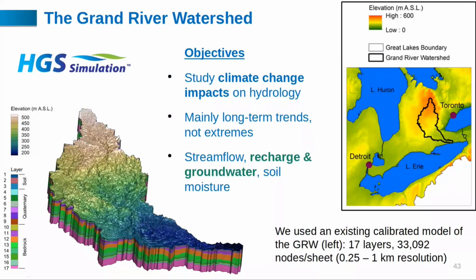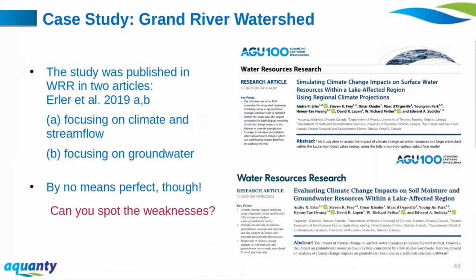We used a model that was already calibrated and existed in-house, the Grand River model, which you see on the lower left-hand side. That's the layering. It has 17 layers, and it has about 33,000 nodes per sheet at a resolution that varies between about 250 meters to 1 kilometer. We also have higher resolution versions of that model, but because we had to run a lot of scenarios, we chose a lower resolution one. This study was published in Water Resources Research in 2 articles, so you can read up all the details there.